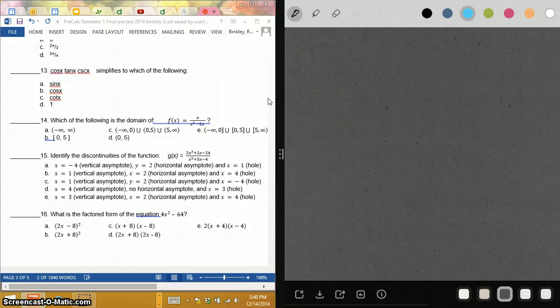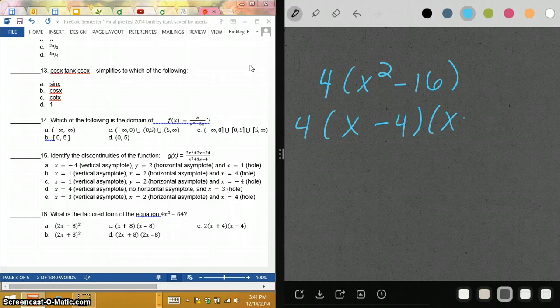So since it's a multiple choice question, you can always multiply these out, and if you get an answer of 4x squared minus 64, that is the correct answer. If you want an easier way to do this, I can factor out 4 from everything, and that makes 4 times x squared minus 16. And then that became really easy to figure out. That was x minus 4 times x plus 4. So this is the factored form. However, this exact factored form is not down here.